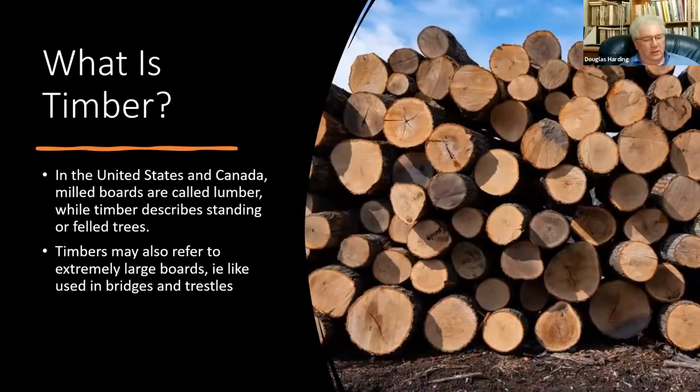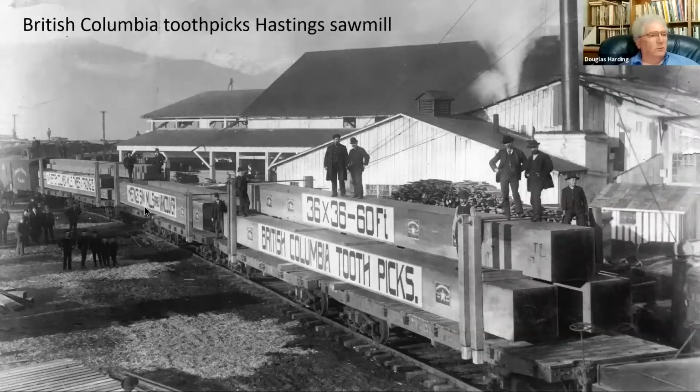In the United States and Canada, milled boards are called lumber, while timber describes standing or felled trees, as you can see here. Got a bunch of logs stacked up. These probably are referred to as saw logs because they're ready to be sawed into boards or timbers. Timbers can also refer to those extremely large boards like what we see in bridges and trestles. Here's an example of some timbers loaded on some flat cars. Up in British Columbia, they think they're toothpicks, but we'll just let that go.